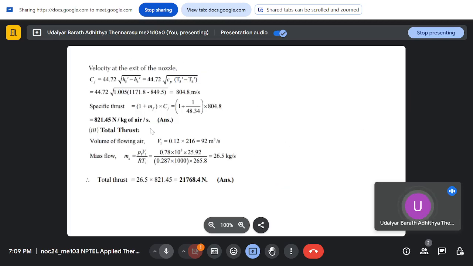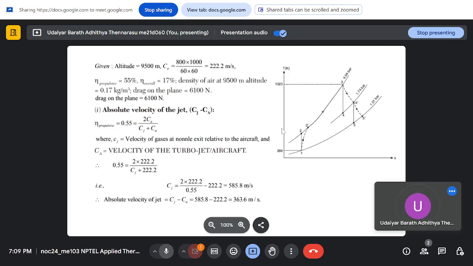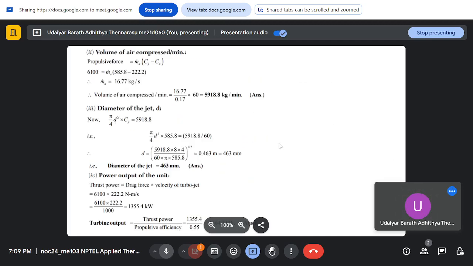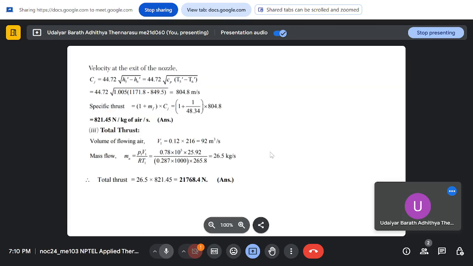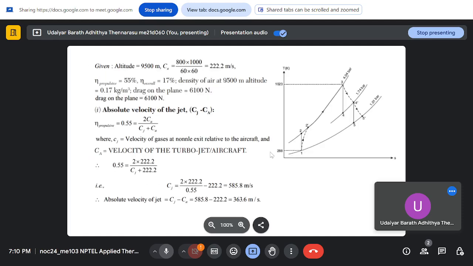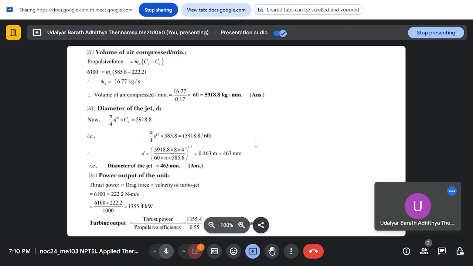Sorry, in the previous question, for the thrust we have to find out the difference in velocity, so Cj minus Ca, that is not added, so please include that. So I have found out the diameter, which is 463 mm.